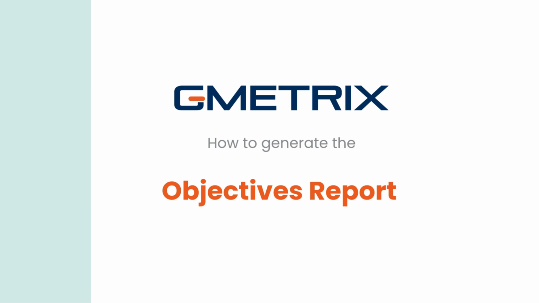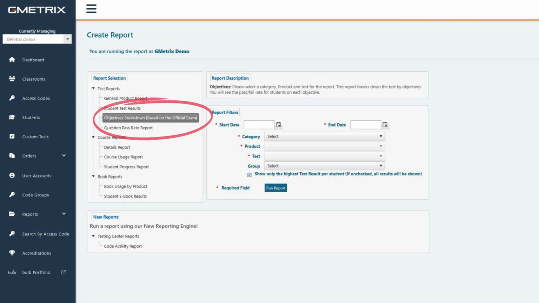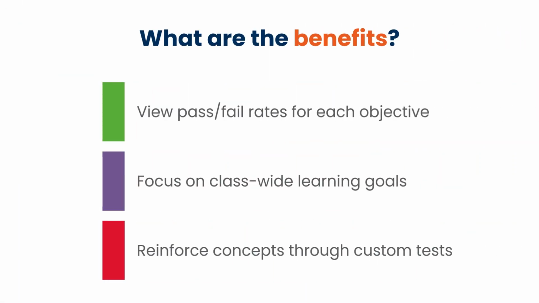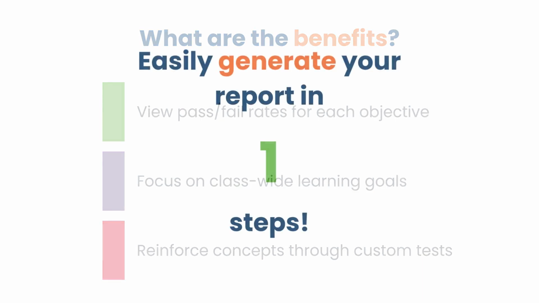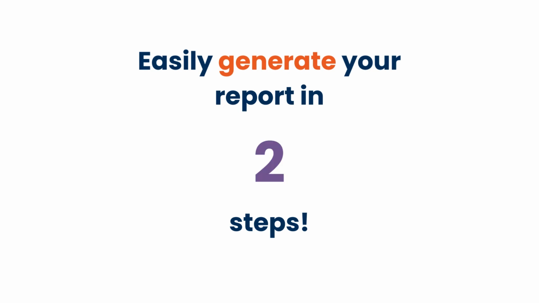Want to pinpoint student strengths and areas for improvement? The Objectives Breakdown Report makes it easy. It shows pass-fail rates by objective, helping you focus on class-wide learning goals and reinforce key concepts with custom tests. Let's walk through how to generate your Objectives Breakdown Report in just a few clicks.